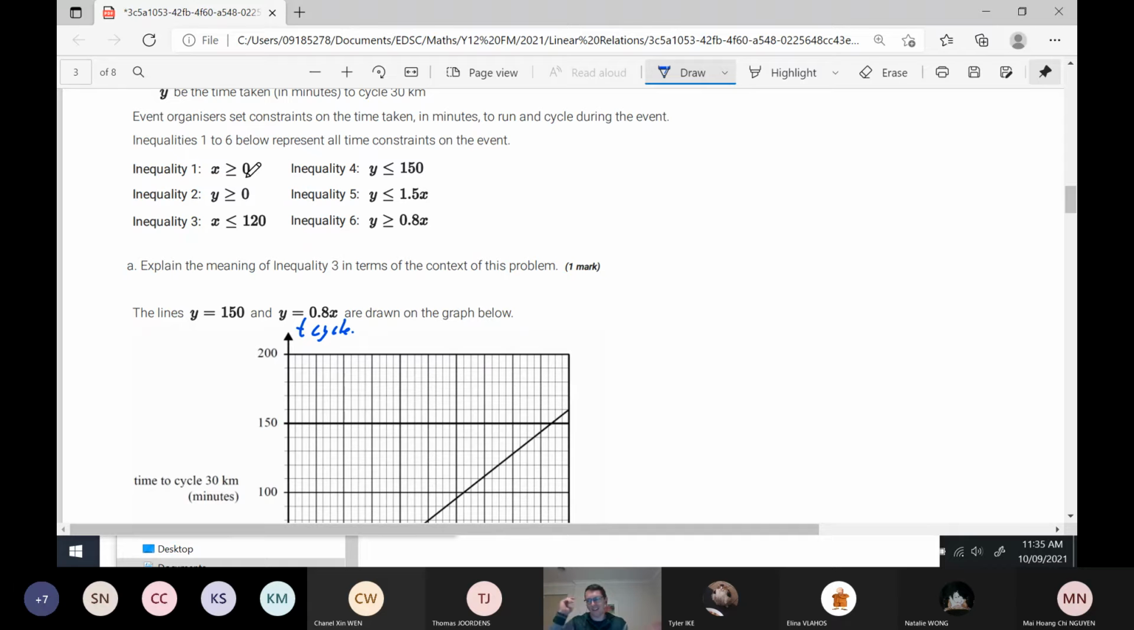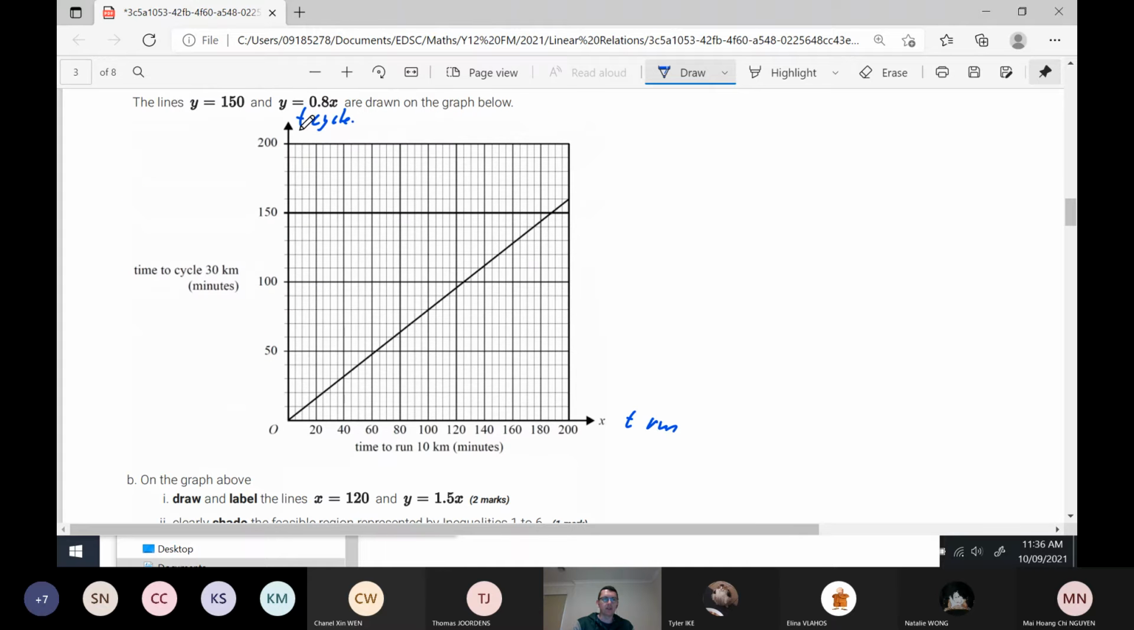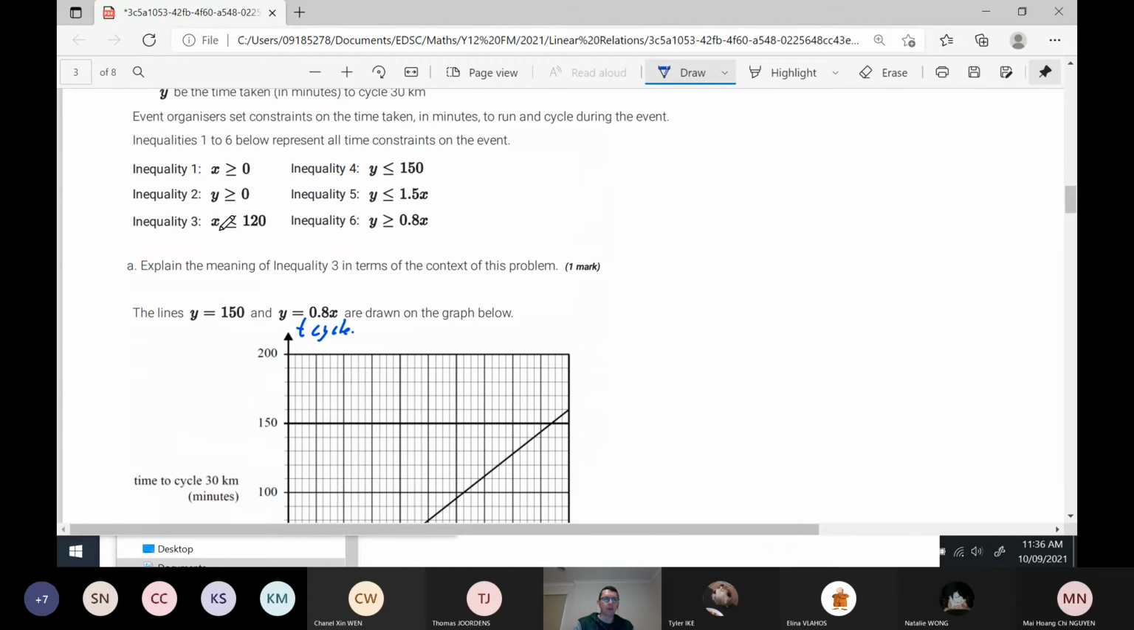Like you can not run and that's 0. The quickest time you could do it in would be nothing, but you just get straight to the end. We can't go back in time. Time to actually cycle would be at least 0. So we have those constraints. Those constraints are actually running along here. So that would be x equals 0, y equals 0 would be here, and that means this is all my feasible region there.